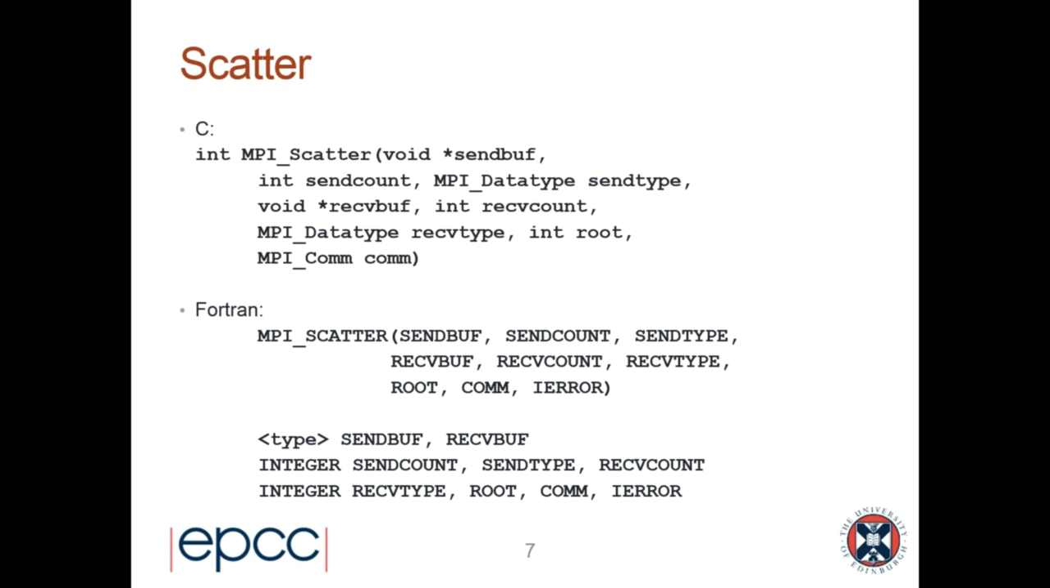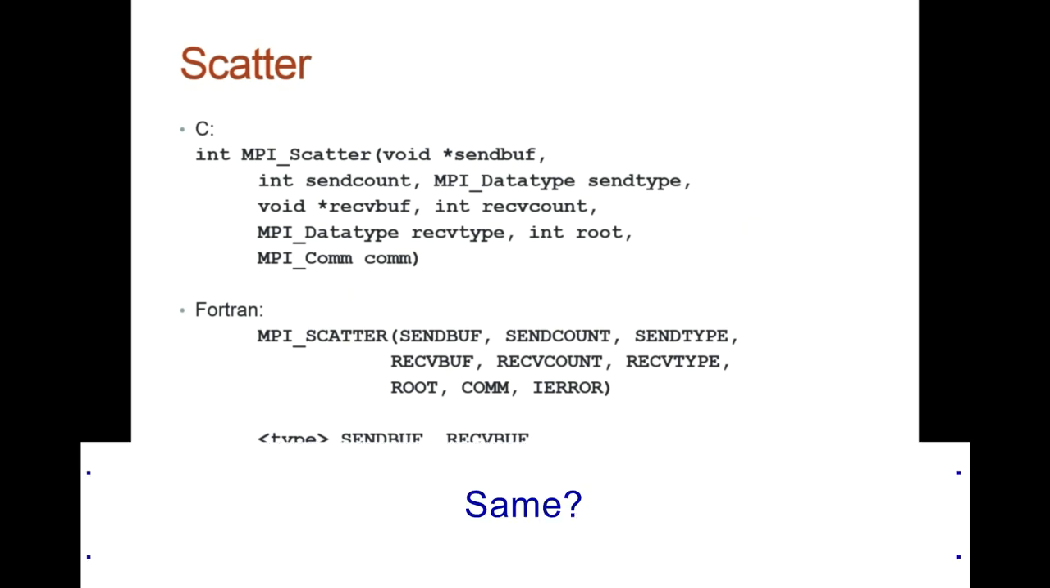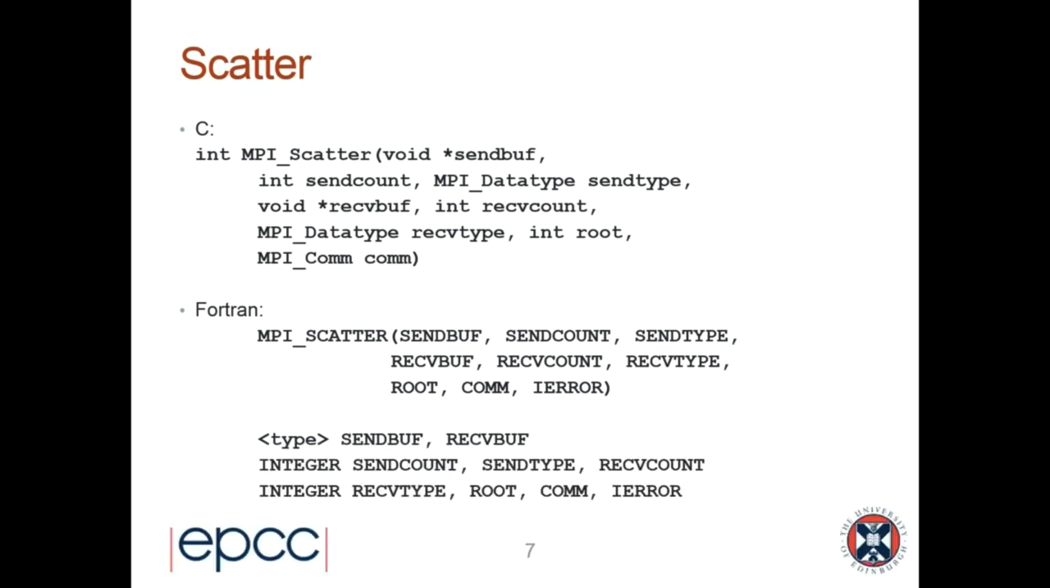Assuming it's just integers, so we have the MPI data type is MPI integer. What do people think the send count and receive count are? Someone might want to take a guess. I should add a quiz setup for this, it's anonymous, but maybe you can just type the answer. Okay, they're the same. That's good, but the same as what?